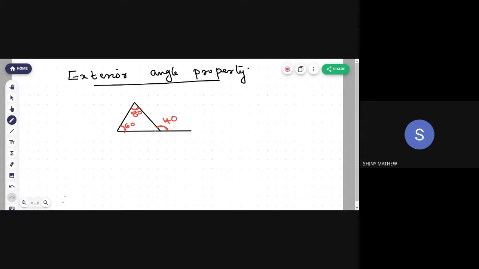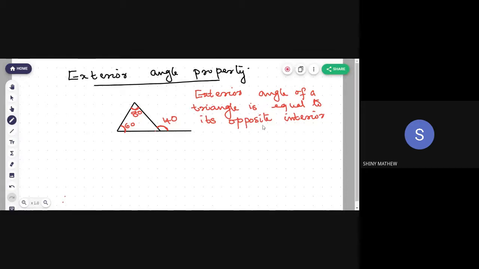No. First you write the property, after that I will say once more. So you write: exterior angle of a triangle is equal to its opposite interior angles. We need to draw the figure. All of you study all these properties. Sometimes the properties will also be asked.